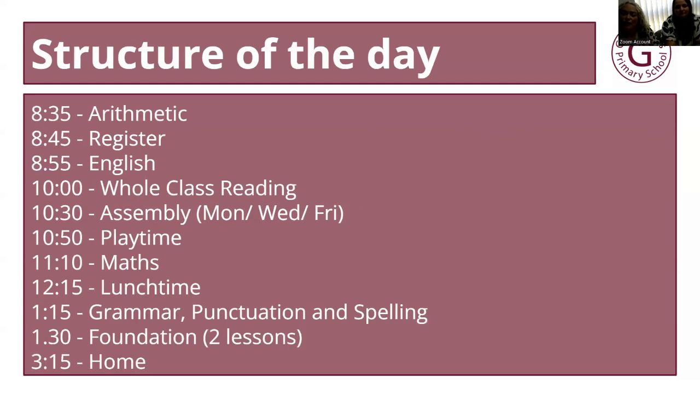So the structure of the day is very similar to last year. The children will come in at 8:35 and we'll start with arithmetic, and we will take the register at 8:45 prompt. At 8:55 we start our English, which at the moment we're actually writing a letter as an evacuee, which is part of our class reader, Goodnight Mr Tom. At 10 o'clock we start whole class reading, which will be on a variety of different texts which we will study for that week. And then at 10:30 on a Monday, Wednesday, and Friday, we have assemblies. Monday being a values assembly, Wednesday being a behaviour assembly, and Friday being an achievement assembly.